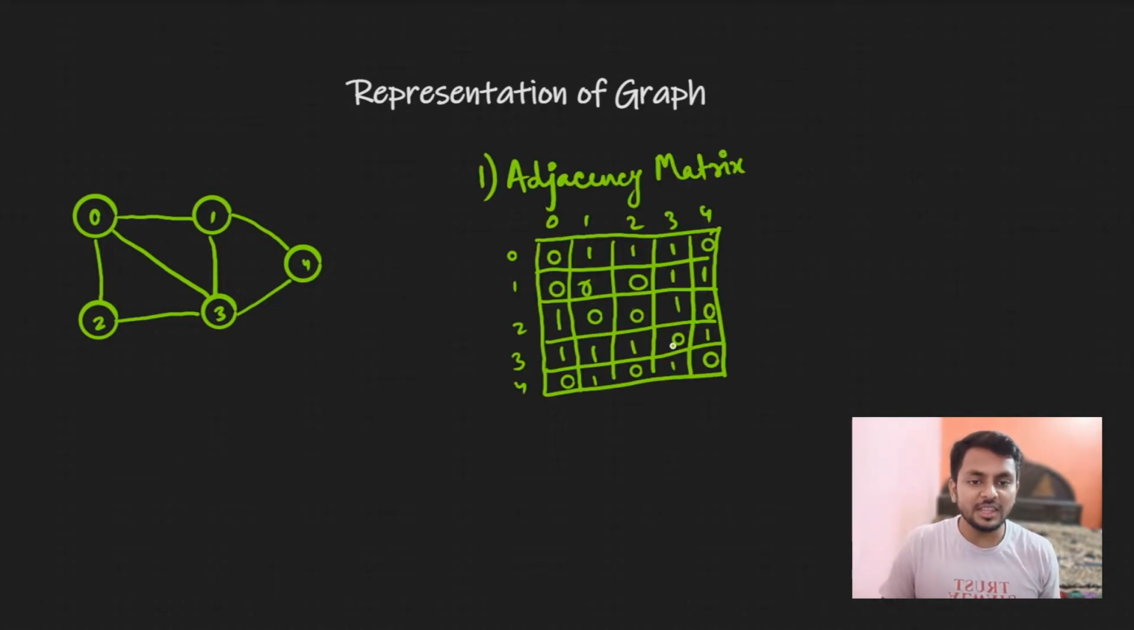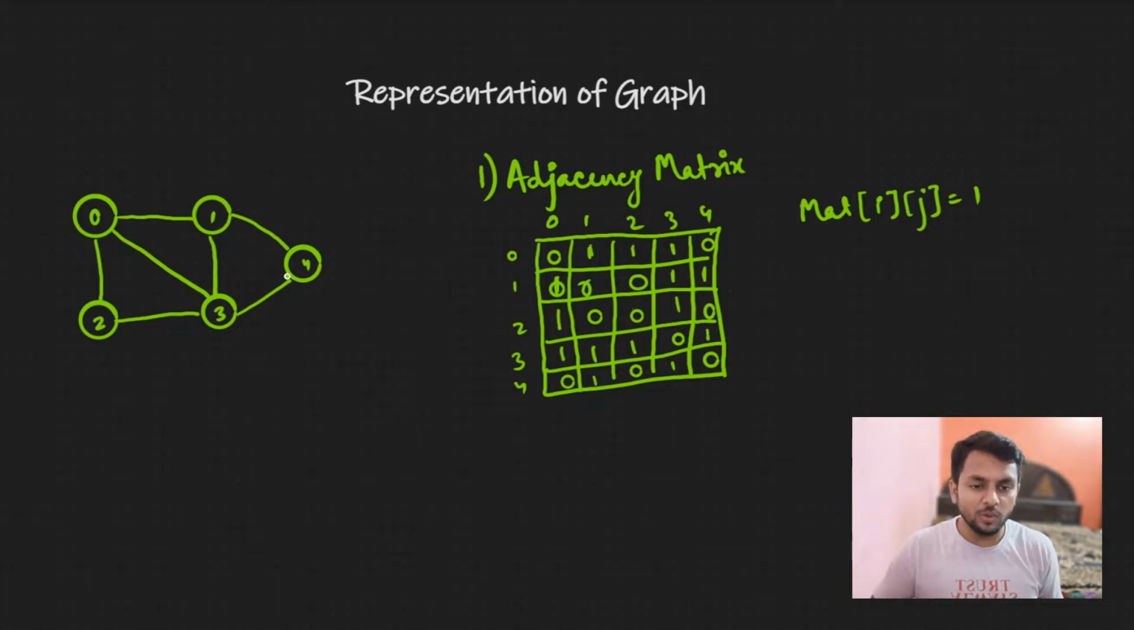So here this is our matrix. Let's say the matrix name is MAT, and for the i, j cell, if it is 1, that means there is an edge from i to j. That 1 means there is an edge from 0 to 1. So you can see there is an edge from 0 to 1, and from 1 to 0 there is one more edge, so this will also be 1. I hope you understand what an adjacency matrix is.